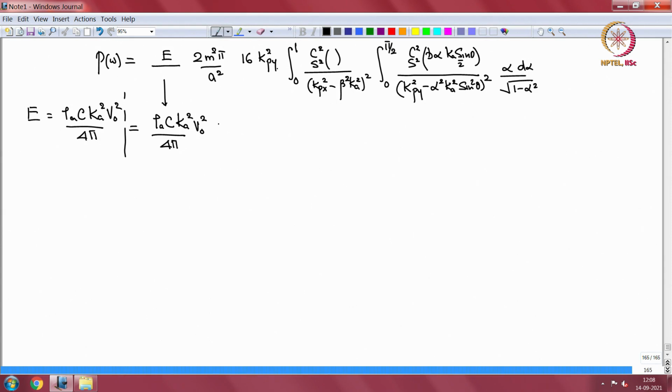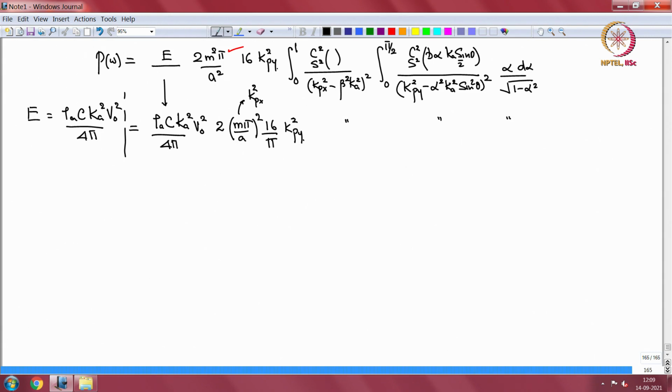Now this twice and m pi by a whole squared. That means I brought in one extra pi. I lost a pi, so I brought in a pi. So I divide by a pi. 16 by pi, then k square p y. So this is then k square p x. And the remaining terms, the remaining integral here and alpha d alpha by.